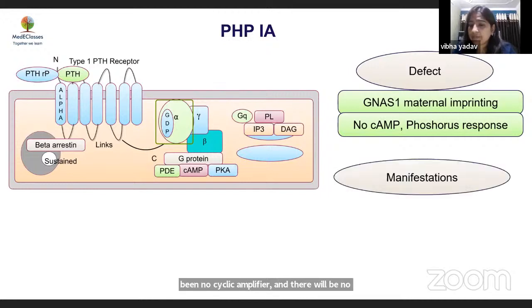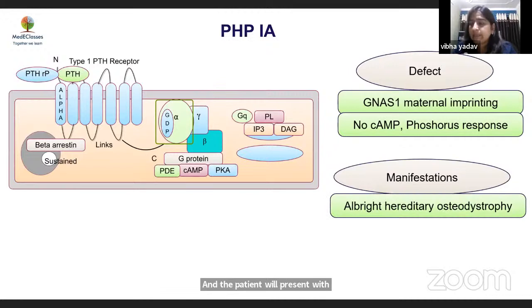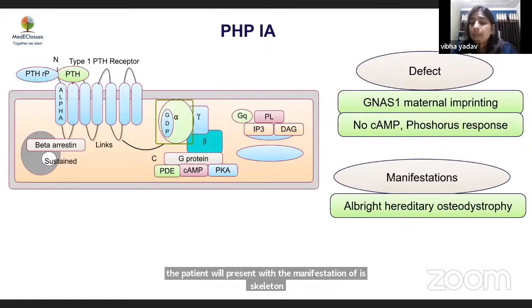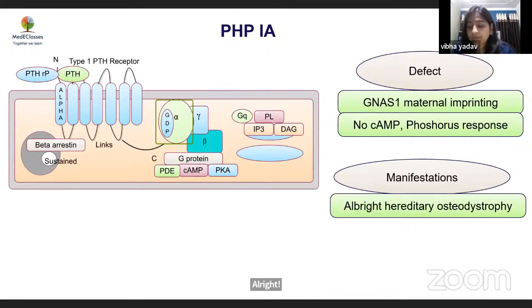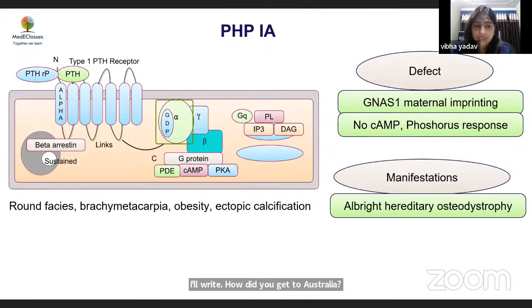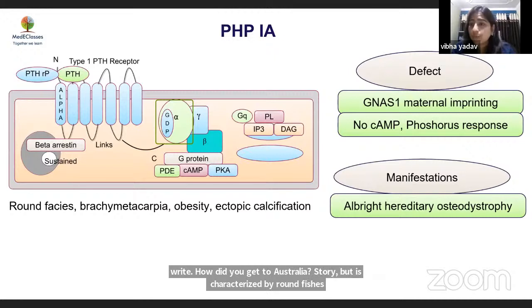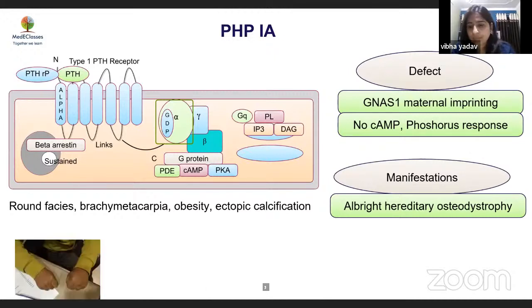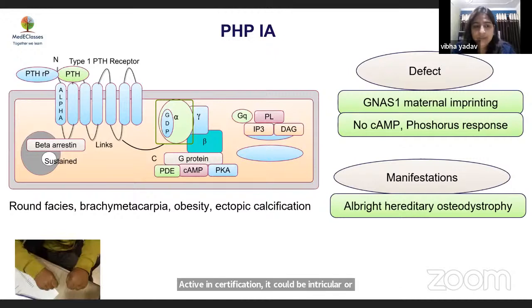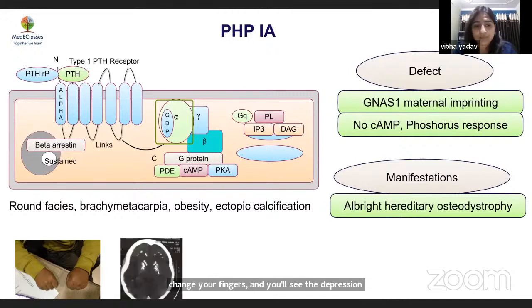And the patient will present with manifestations of skeletal dysplasias like Albright hereditary osteodystrophy, which is characterized by round facies, brachymetacarpia, obesity, and ectopic calcification. It could be intracranial or subcutaneous. This is the picture showing the brachymetacarpia. When you ask the patient to clench their fingers, you will see the depression between the third and the fourth metacarpal, that is the brachymetacarpia.